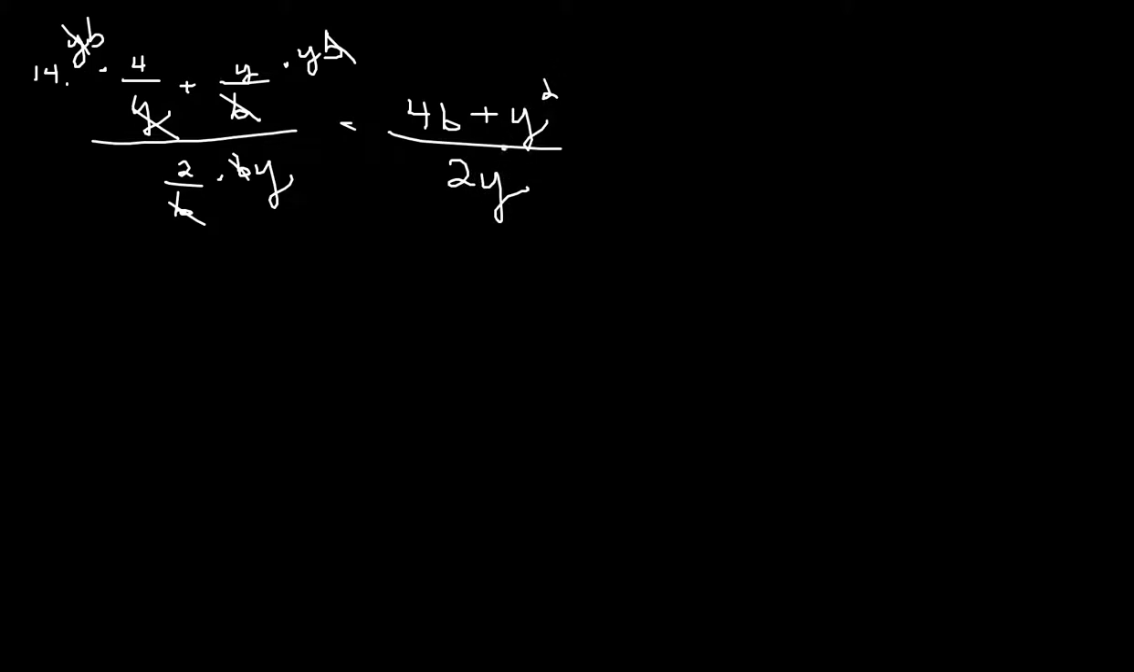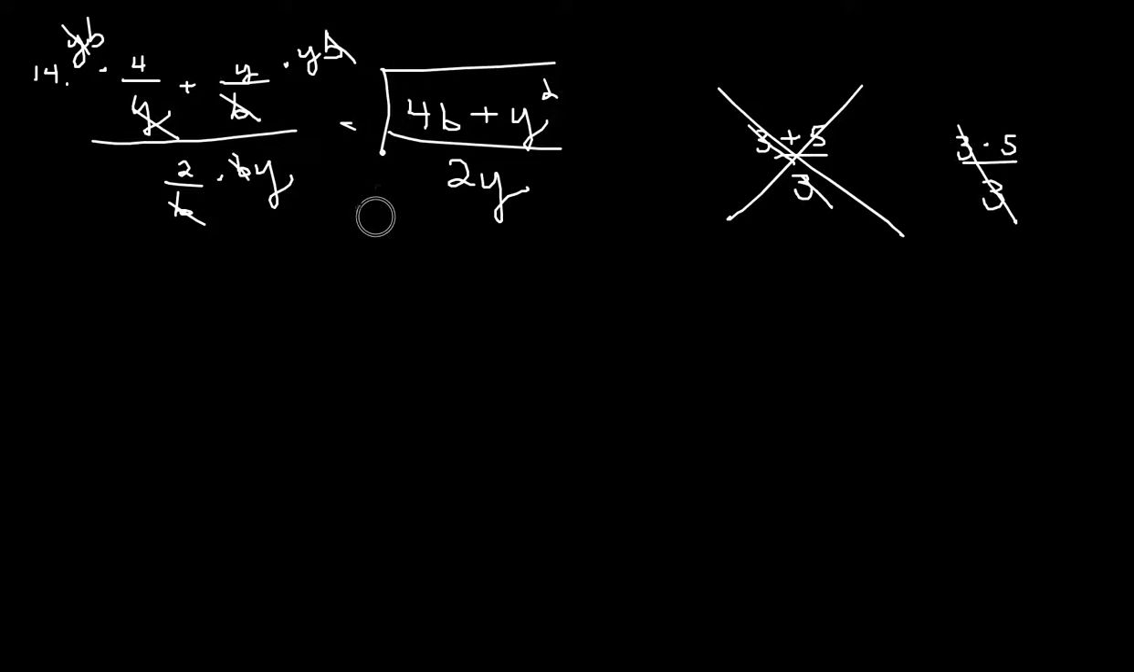Please do not cancel out the terms. You can only cancel out factors. Like if I have 3 plus 5 over 3, we cannot do this. That's an illegal move. 8 over 3 is not the same as 5. So make sure you don't cross out any terms. You can only cross out factors. For example, if we had 3 times 5 over 3, then you could cross out the 3's because these are factors. Okay, first problem done.